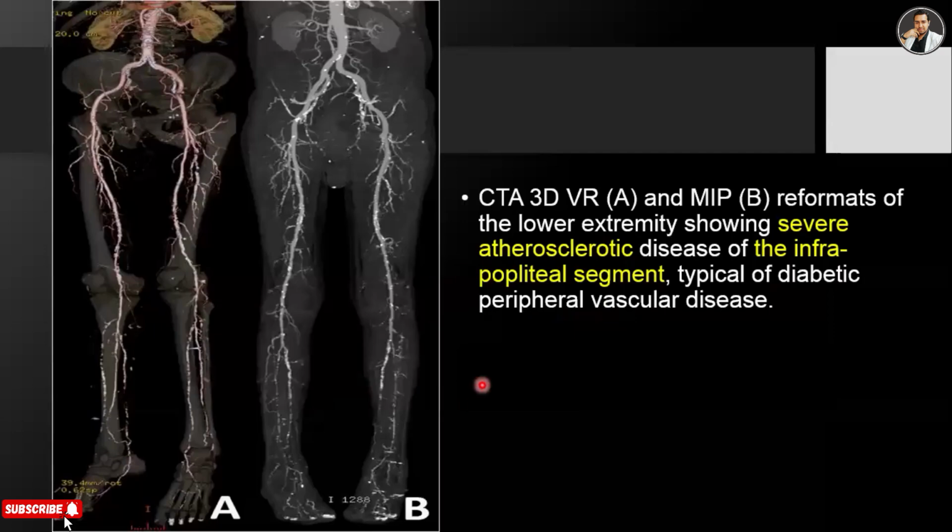The borders of the arteries in these two endograms are not equal. The problem here is severe atherosclerotic disease of the infrapopliteal segment. Especially in the popliteal segment, the arteries are atherosclerotic. There are many plaques in the arteries. This is typical diabetic peripheral vascular disease.